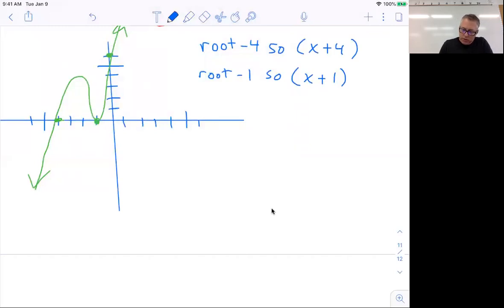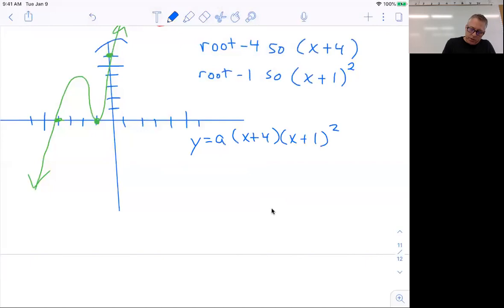I recognize that it bounces here. So that x plus 1, I'm going to make x plus 1 squared, squared because it bounced. So here's what I know so far, I'm getting really kind of close to our equation. I know that it's y equals some number. Now I don't know what the a value is, but I know it's some number times x plus 4 times x plus 1 squared. All I need to do is find a, and then we're done.